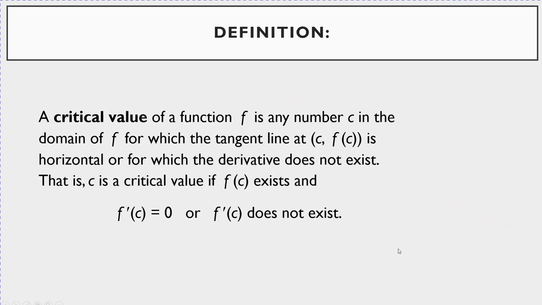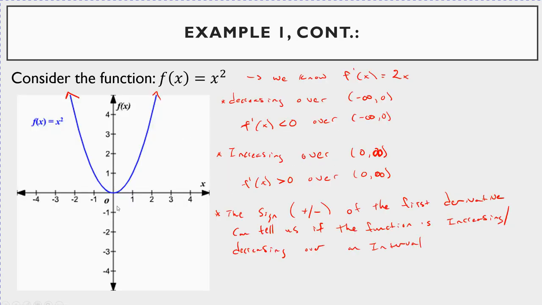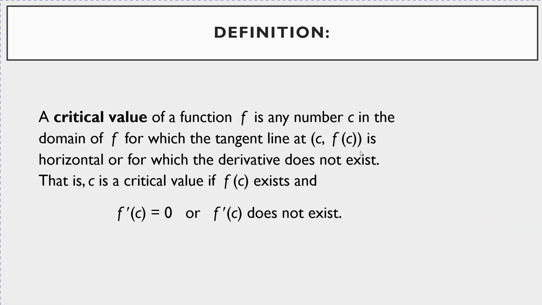Next, if you noticed going back here, I never said what happens when x is equal to 0. Like our interval always goes from negative infinity to 0 and then 0 to infinity. But what's going on when x is actually equal to 0? So this is what's called a critical value in the case of our example. A critical value of a function f is any number c in the domain of f for which the tangent line at c, f of c, is horizontal. So that means the slope of the tangent line is equal to 0, or the derivative does not exist at that value.